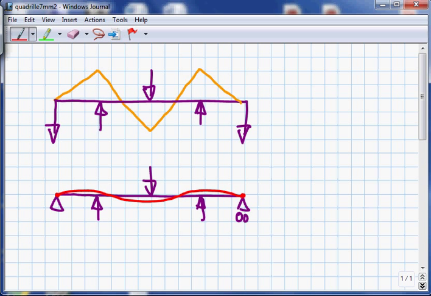So we can see a couple of things. The bending moment diagram looks a little bit like the deflected shape. It's more spiky, but it's got the same sort of shape. We can see that this is the tension side here, this is the tension side here, and this is the tension side. And we can see that the bending moment diagram is always on the tension side.